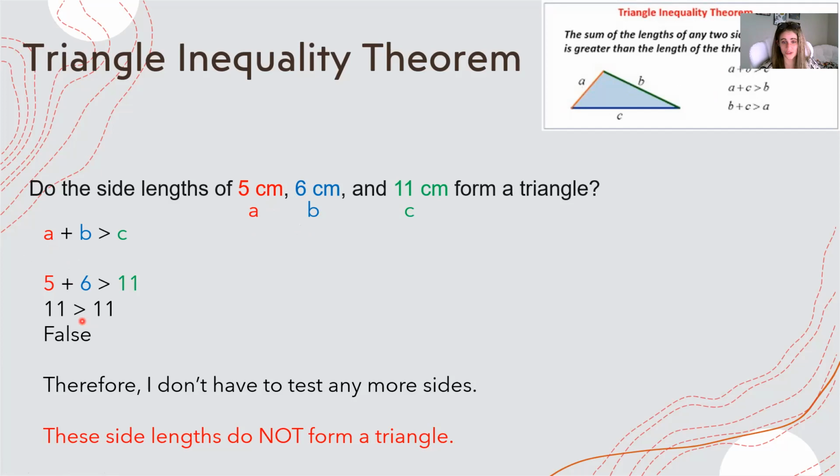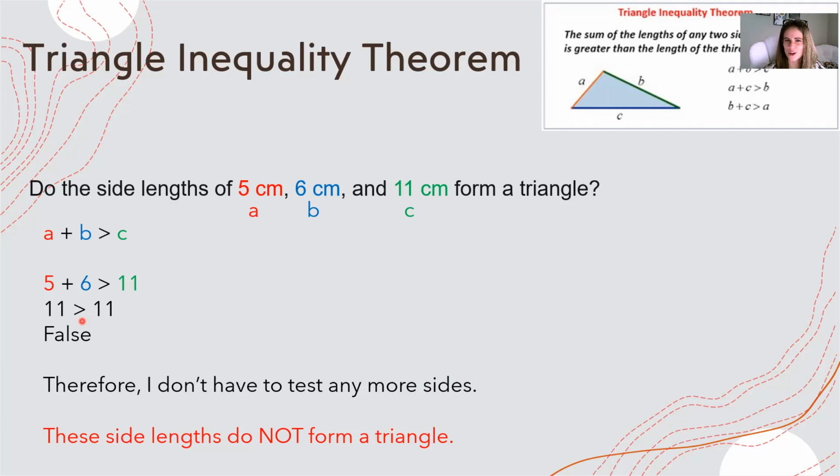Therefore, it is false. Once you get one false statement, once you get two sides that are not greater than the third, you can stop, because that means those three sides will not form a triangle. It doesn't matter if the other two combos work. If one combination doesn't work, nixed out. If you were to try to make that fit into a triangle, two of the sides wouldn't match up. There'd be a gap between them.